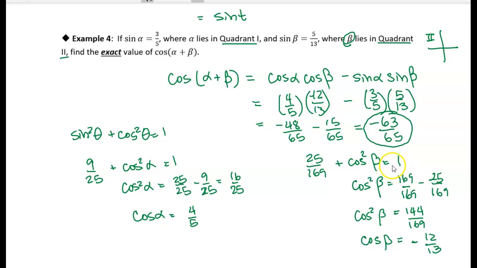The cosine of alpha plus beta is a negative 63 over 65.